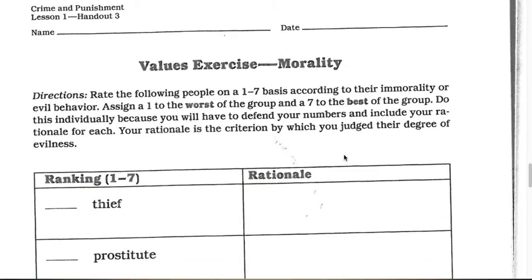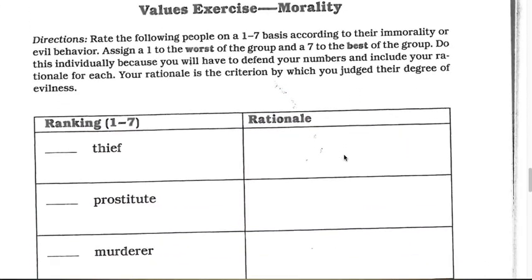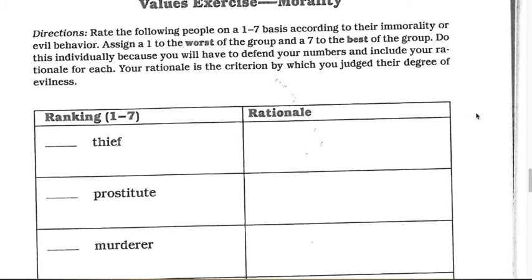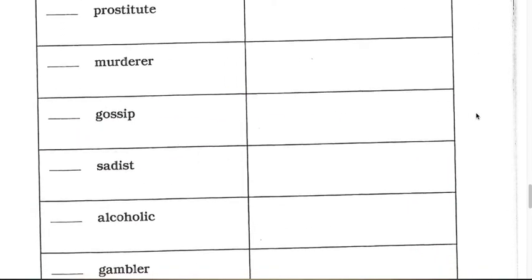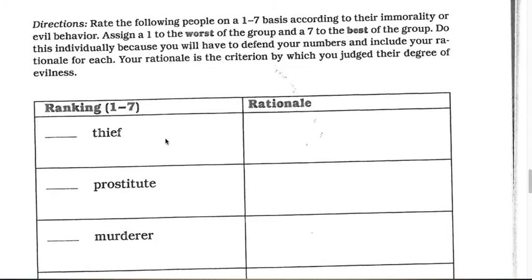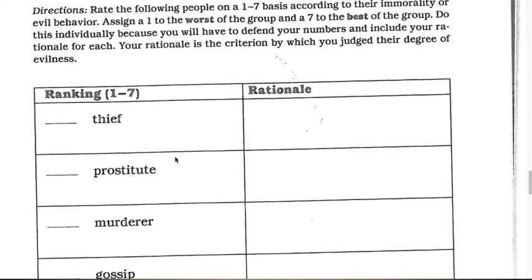looks at how you view the sins of others. There are 7 different types of people. Each has a different sin. Your job is to rate each of them on a scale of 1 to 7. 7 is the best, or in other words, the least bad. One is the worst of the people listed. You're judging what you think their degree of evil is.